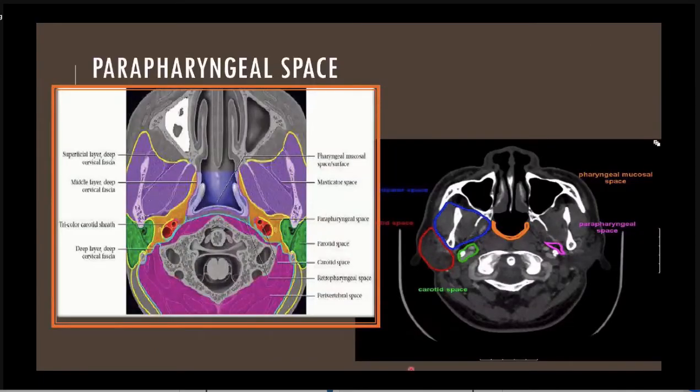Another interfascial space is the parapharyngeal space. This is also another quite dangerous space as it also extends throughout the suprahyoid and infrahyoid neck, and infection can extend into the mediastinum. The parapharyngeal space is this lunar-shaped area that is filled with fat located between these other spaces, namely the masticator space anteriorly, the parotid space laterally, the carotid and the prevertebral space posteriorly, and the pharyngeal mucosal space medially.